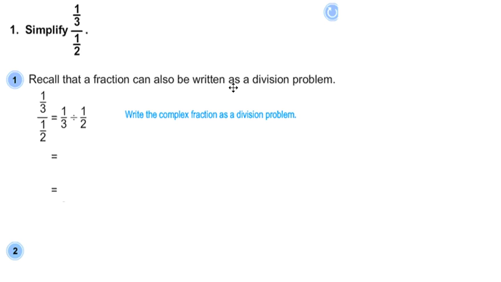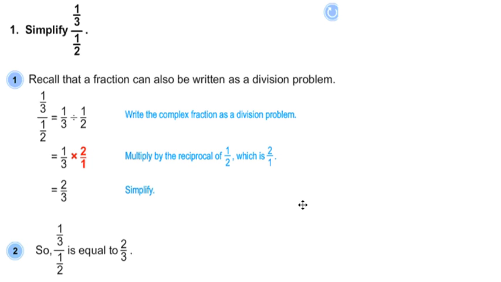Example 1. Simplify 1/3 over 1/2. So we're going to recall that a fraction can be written as a division problem. So 1/3 over 1/2 is the same thing as saying 1/3 divided by 1/2. Next, we're going to multiply by the reciprocal. So the first number stays the same, division turns to multiplication, and the second number turns into its reciprocal, so we're flipping it. Then we can simplify, so 1/3 times 2 over 1 equals 2/3.